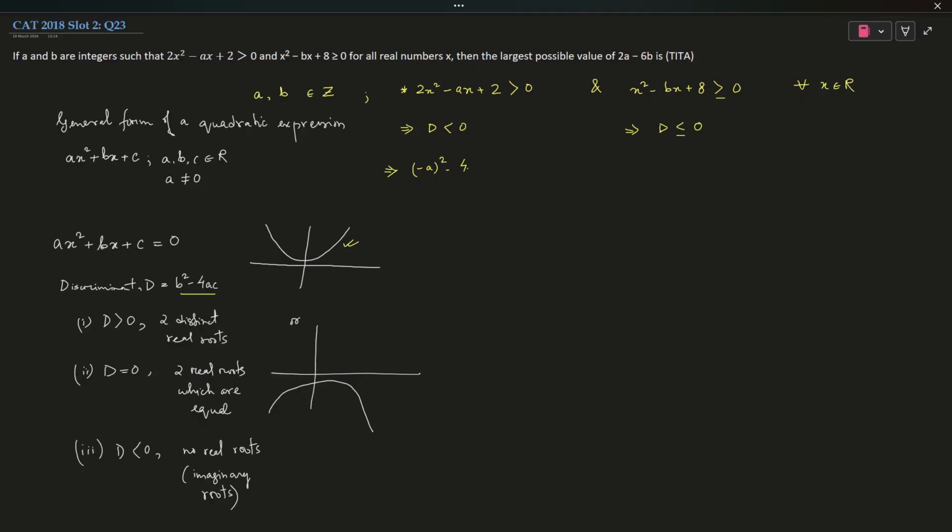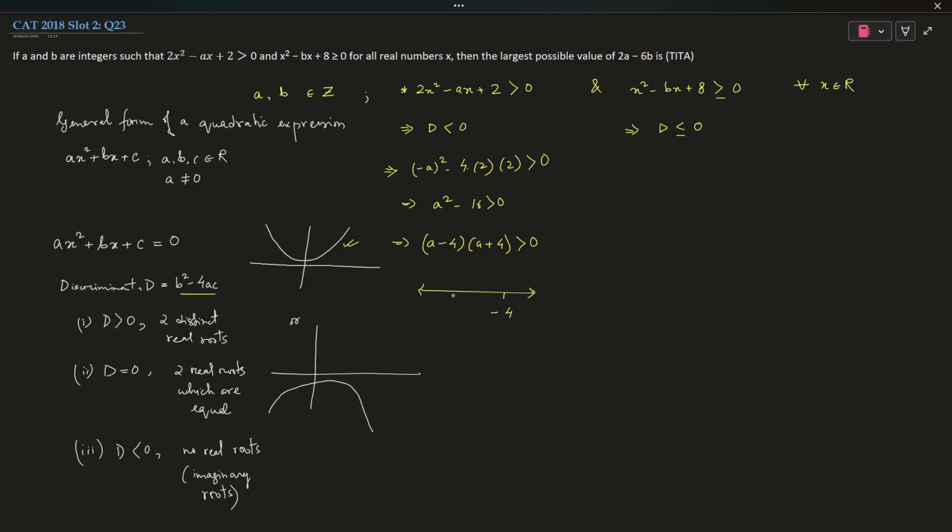A is the coefficient of x square, so 2. C is the constant, 2, greater than 0. From here, I will get a square minus 16 is greater than 0. From here, I can say a minus 4 into a plus 4 is greater than 0, guys.